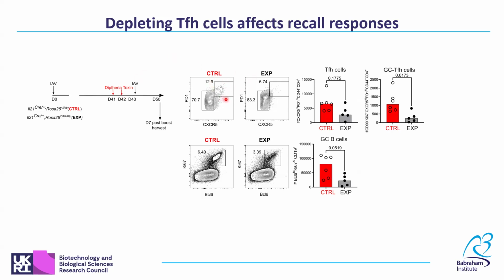And what we see here is that we have a nice TFH response in our control mice, but it's very reduced in our experimental animals, and that's enumerated here. And as we saw before, this has a knock-on effect in terms of the germinal center B cells, where there is a significant reduction as well. So it appears that the export of TFH cells from that primary germinal center are very important for our secondary recall responses.